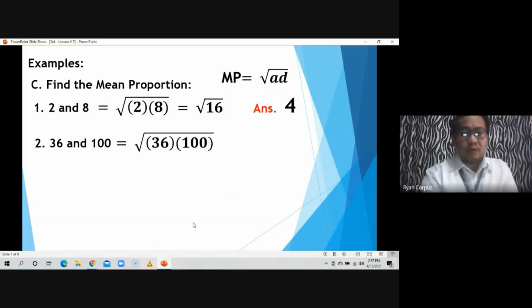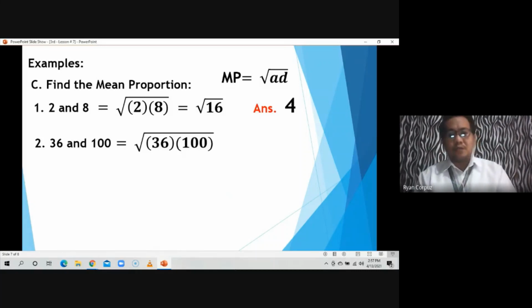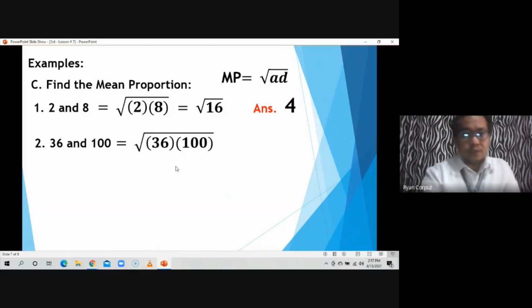But if you're going to look at the two numbers that we are multiplying here, both of them are perfect squares. So, mas madali if we're going to get the root of those perfect squares than multiplying the two and finding the square root of it. Kasi in the first example that we had, both numbers are non-perfect squares. So, that's why we multiply the two. But in the case of number 2, both numbers are perfect squares. So, pwede natin gawin getting the square root of both numbers right away.